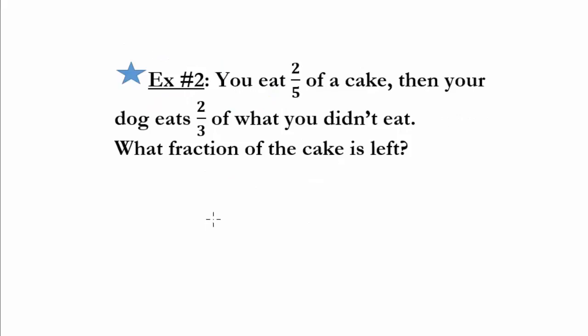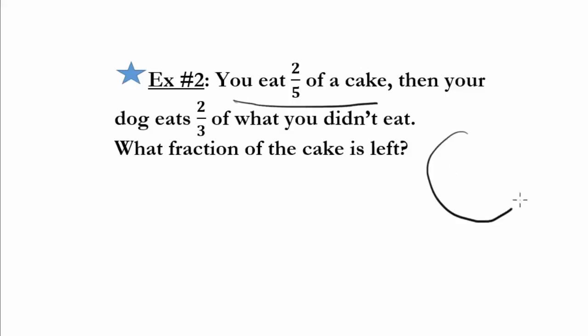Example number 2. You eat 2/5 of a cake, and then your dog eats 2/3 of what you didn't eat, what you left over. What fraction of the cake is left? Okay, so this one has 2 steps happening. You eat some cake, then the dog eats some cake. So let's start with you. Here you eat 2/5 of a cake.